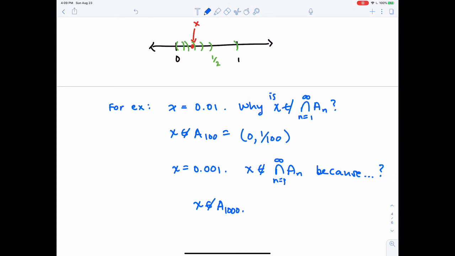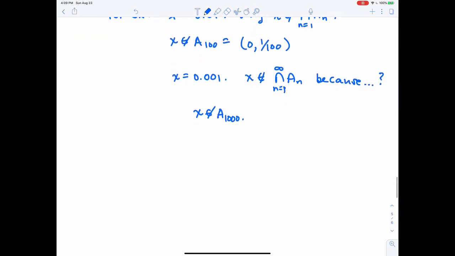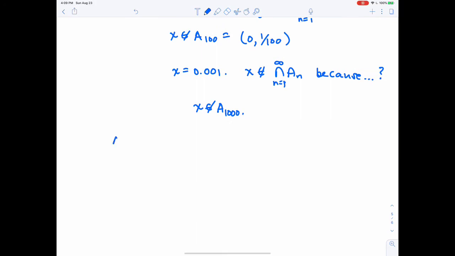So if I handed you a funky number like 0.005724, you could probably sit there with your calculator and look at 1 divided by 10, 1 divided by 100, 1 divided by 505, and you could keep increasing the value of n until you found the number that was to the left of x. This is called the Archimedean property, and the Archimedean property is something that we will prove. But for now, we just kind of take it for granted.